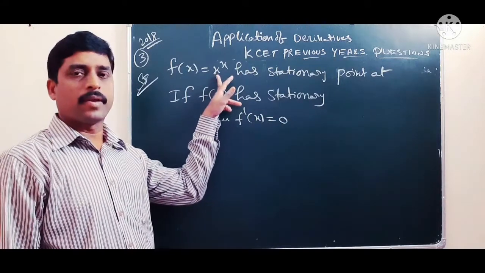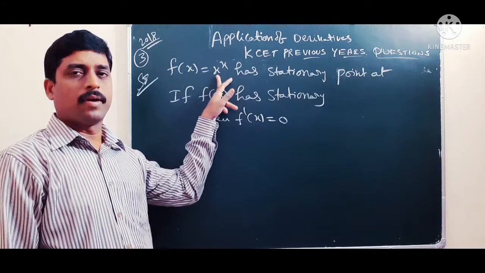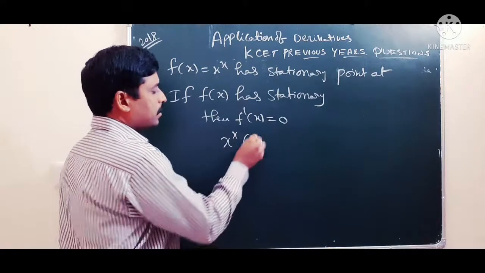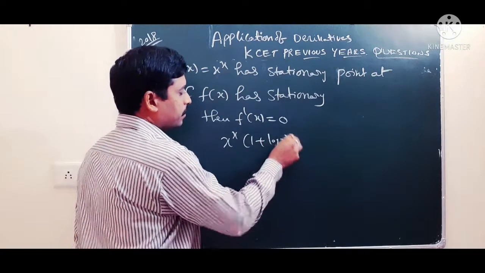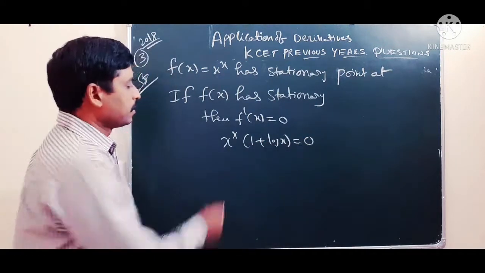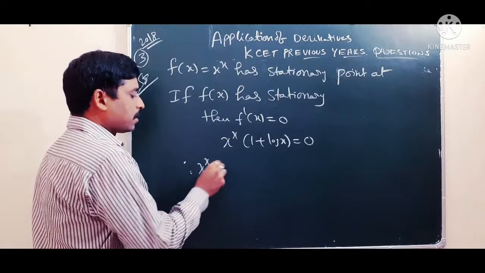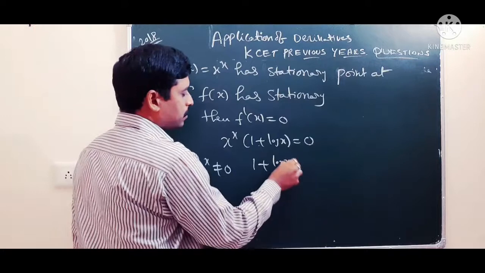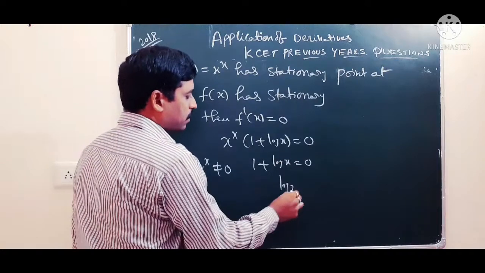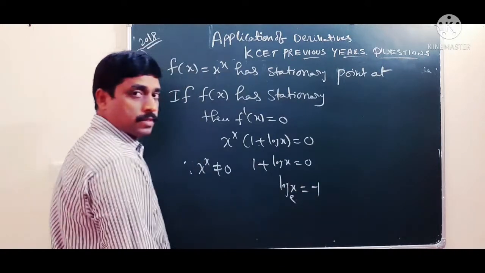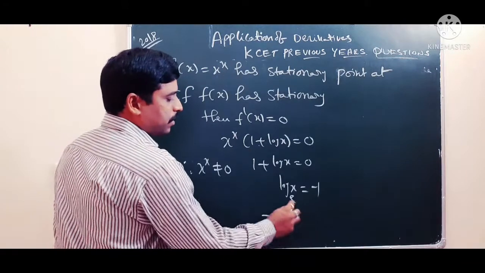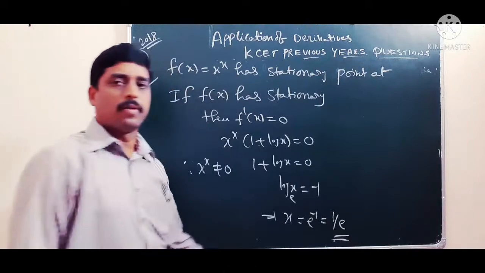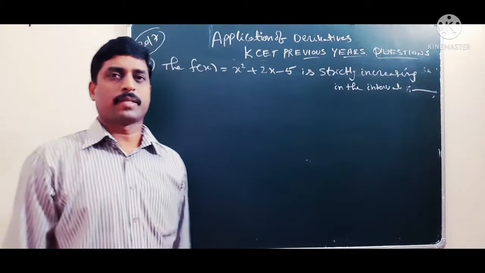So differentiation of x to the power x, we have the formula x to the power x into 1 plus log x. Since x to the power x is not equal to 0, this value must be 0. 1 plus log x equal to 0. Therefore log x is equal to minus 1, base e. Therefore x is equal to e to the power minus 1. So the point is 1 by e. Okay, let us go to the next problem.